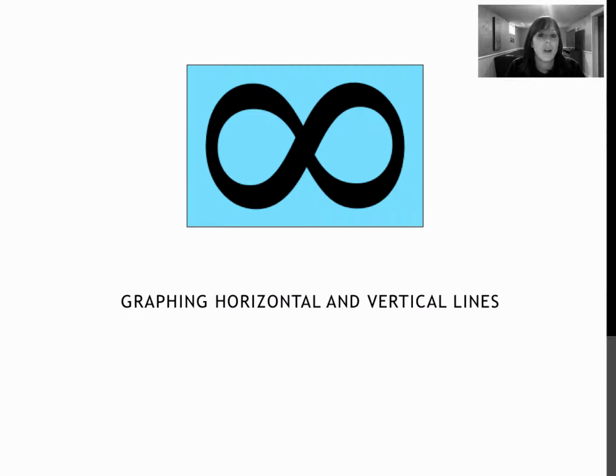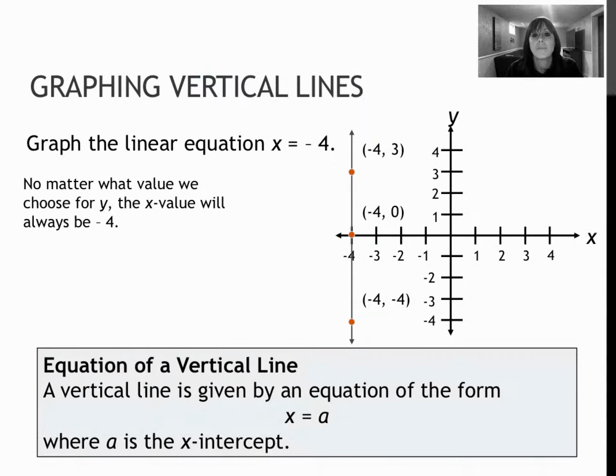Quite often we have to graph lines that are either horizontal or vertical. So horizontal looking like this and vertical looking like this. When we have a vertical line, you'll notice that the x value is going to be in the form x equals a number. X equals a, meaning a is a number.